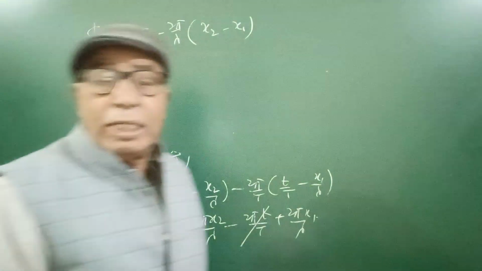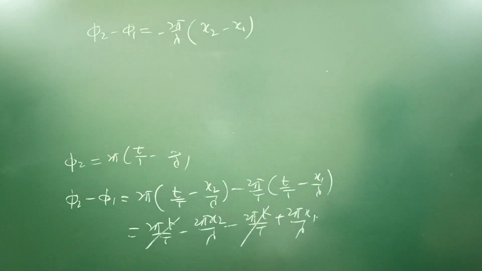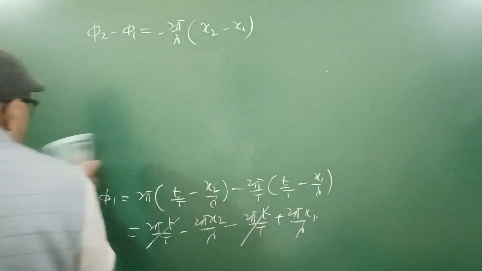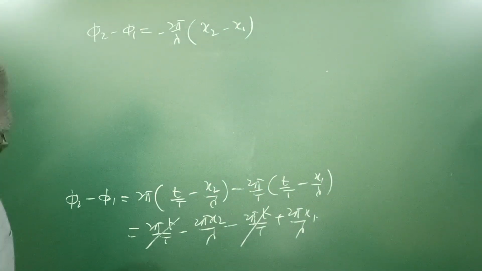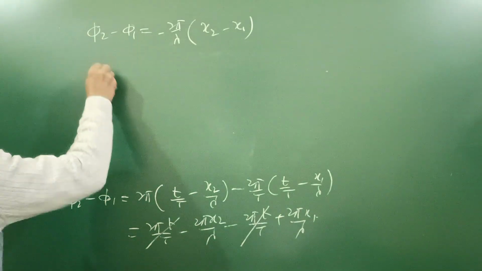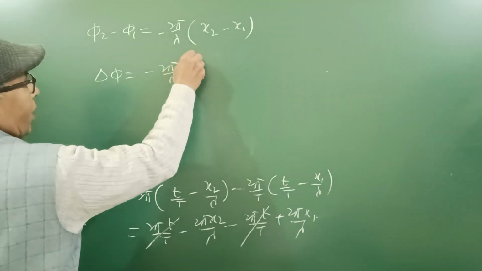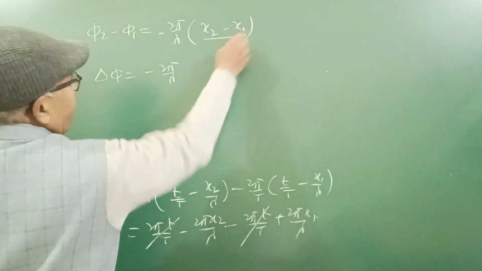Dear friends, this will be discussed many times. Actually, there are a lot of applications while studying the different phenomena of waves, where phase has to play a very important role. So please understand it very sincerely, that phase gives the direction of displacement, velocity, etc. So delta phi equal to minus 2 pi upon lambda into delta x.